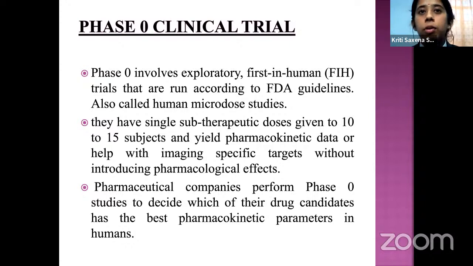If we talk about human physiology, every human has different physiology. Even for the same kind of molecule, if we are testing it in 15 individuals, each and every one is about to react differently. Pharmaceutical companies perform phase 0 to decide whether the drug candidate has the best pharmacokinetic parameters in humans. If a drug has lethal or fatal effects in phase 0 trials, then it is withdrawn and it is not continued further for phase 1, 2, 3 trials.